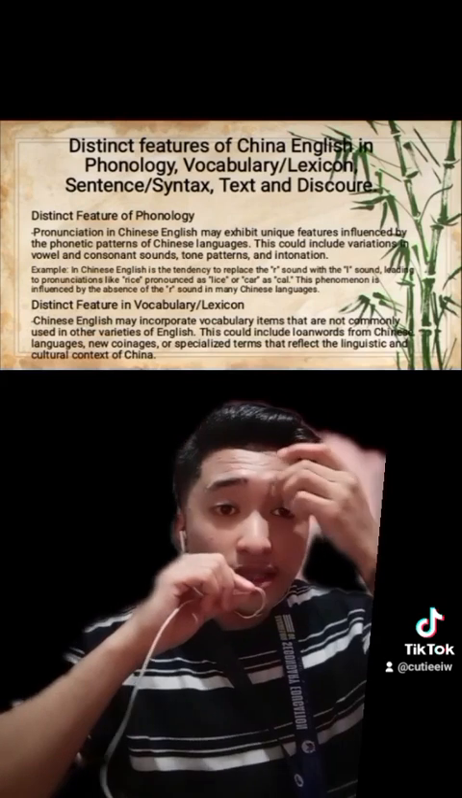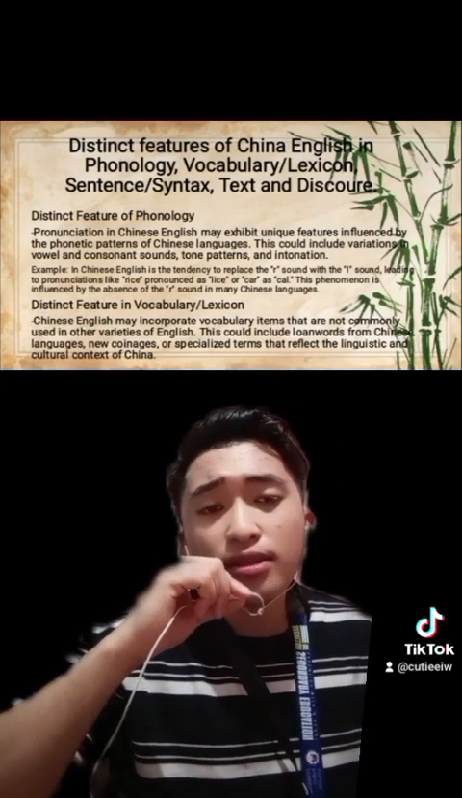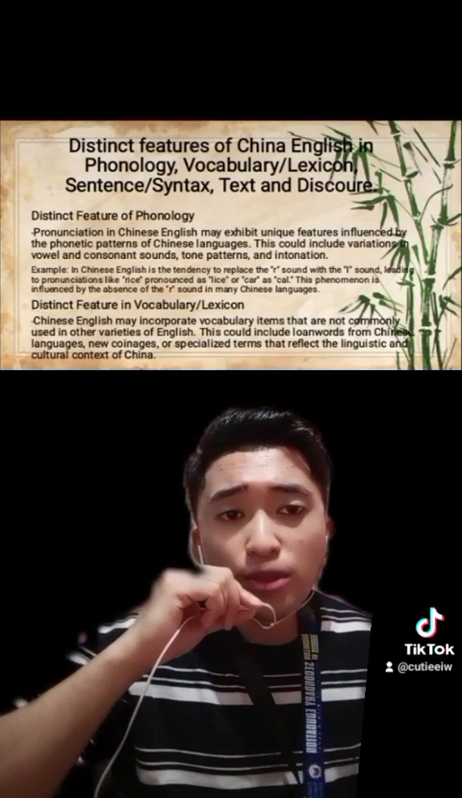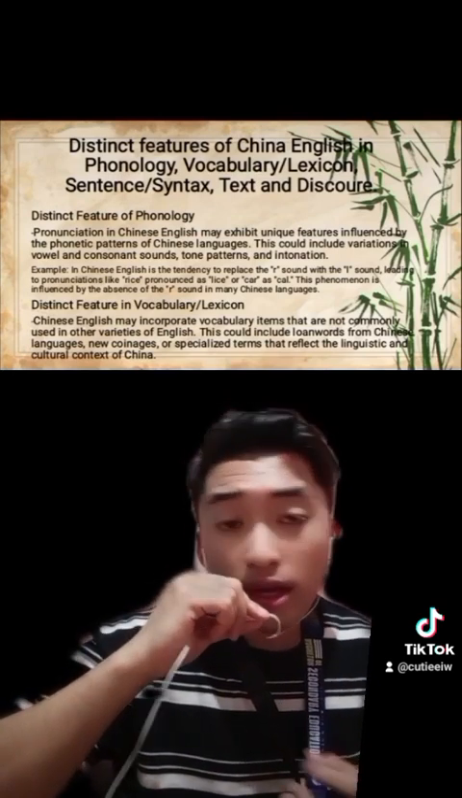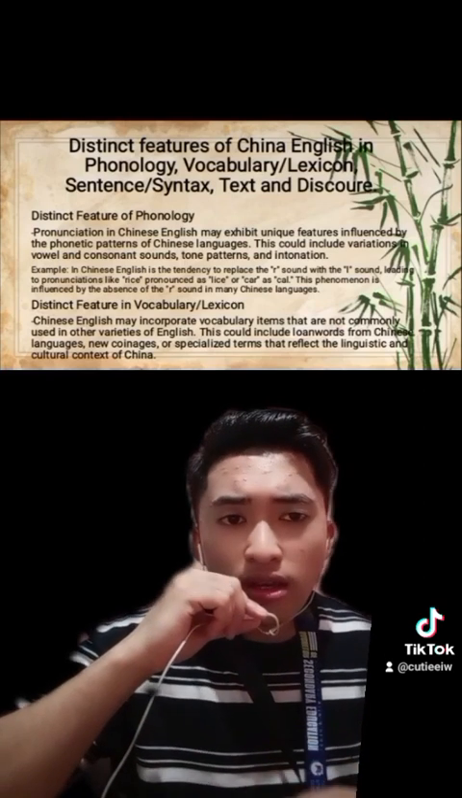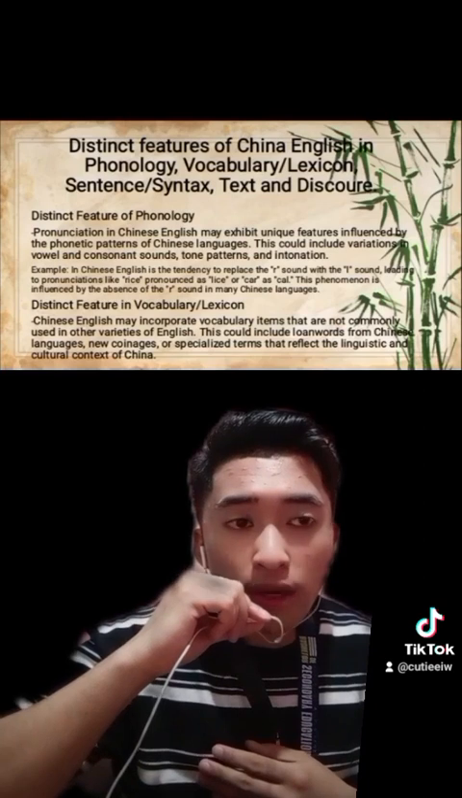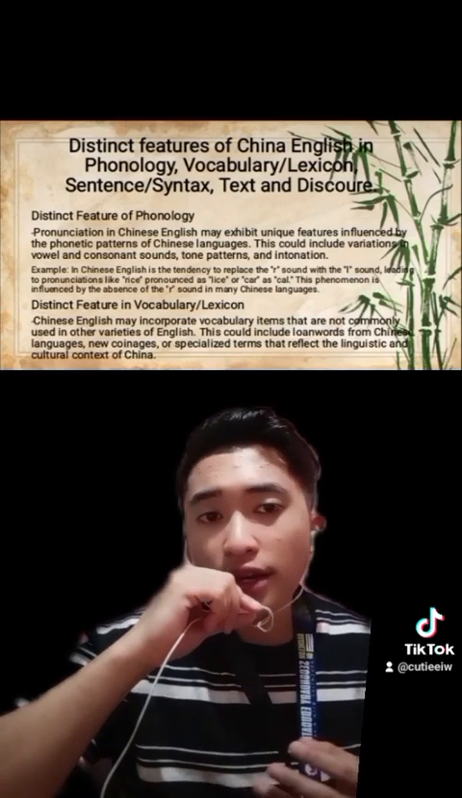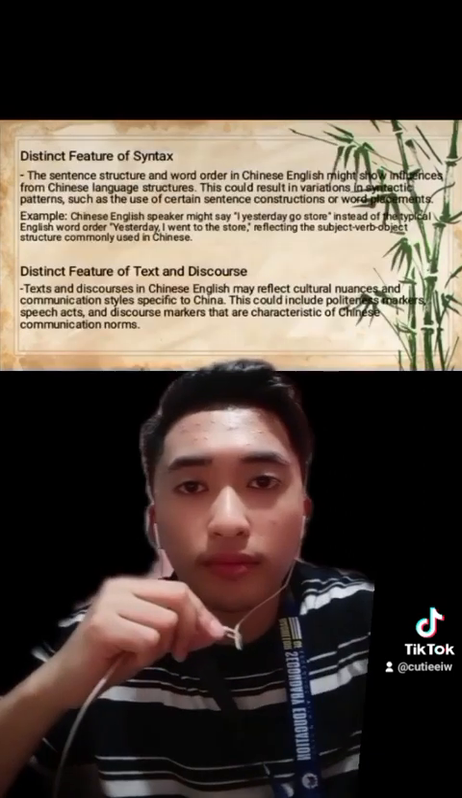The second one is the distinct feature of vocabulary or lexicon. So it means that Chinese English may incorporate vocabulary items that are not commonly used in other varieties of English. This could include loan words from Chinese languages, new coinages, or specialized terms that reflect the linguistic and cultural context of China.